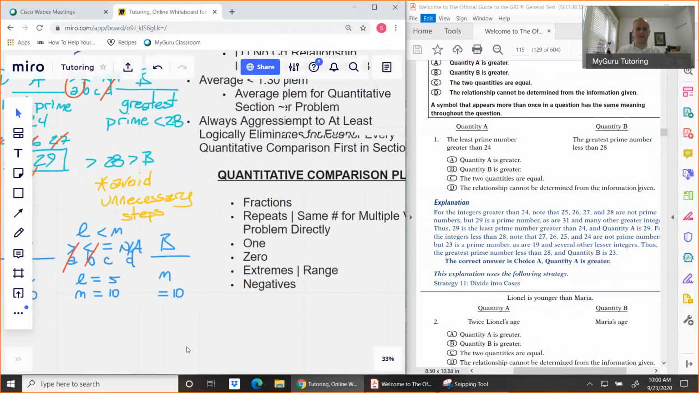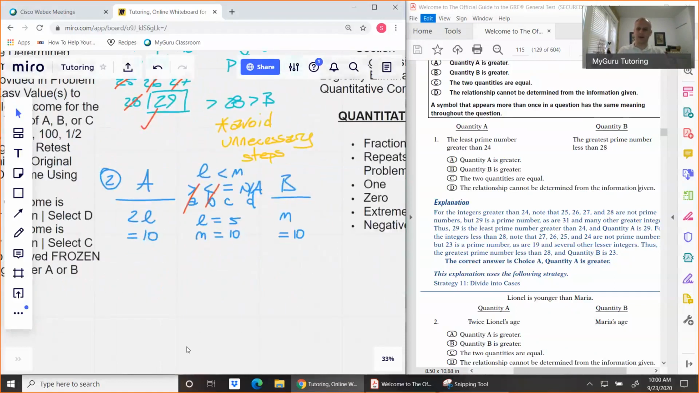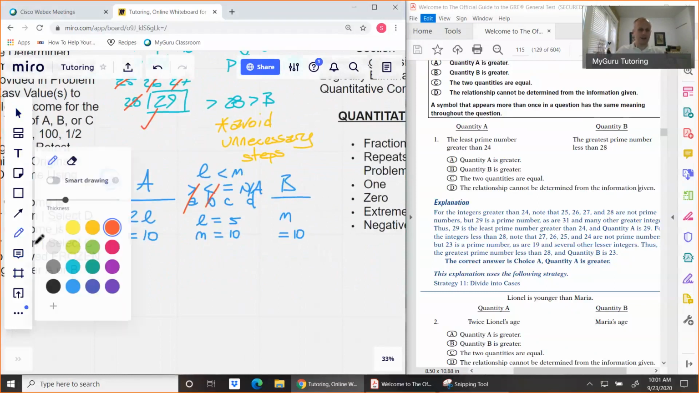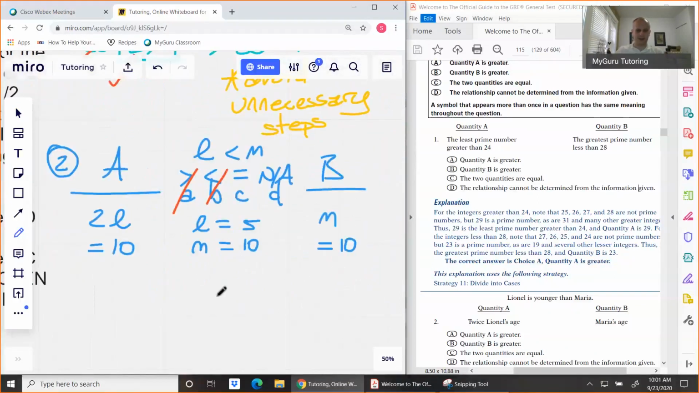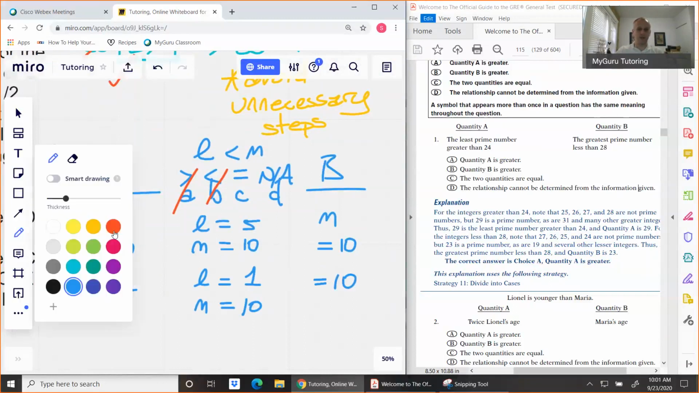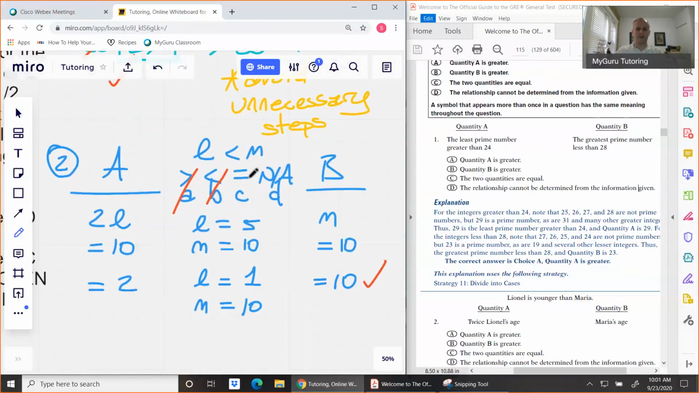So then let's come back over here to our problem. So we've done L is 5, M is 10. Let's change it up. And we can do almost like two concepts simultaneously. So we're going to keep M at 10, but now let's make L just 1. So if L is 1 and M is 10, well, quantity A is now 2. And quantity B is, of course, still 10. No longer equal. This time quantity B is greater, which means that we can eliminate choice C and we would select choice D.